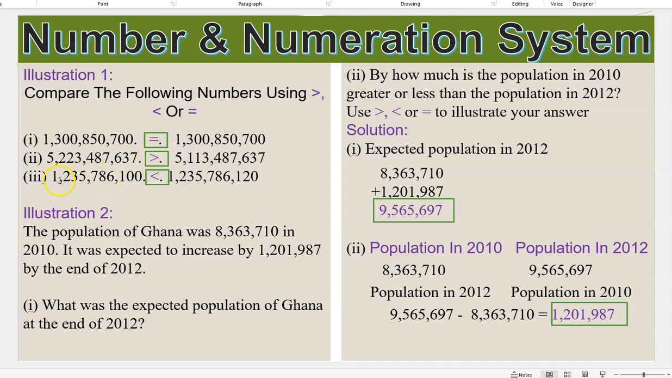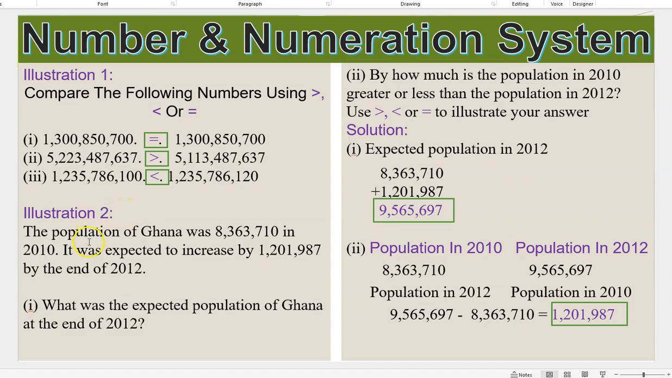And then thirdly, we have this figure and we have that figure. This is 1,235,786,100. You could see that this number is greater than the number on the left, and therefore the greater than symbol is positioned towards the bigger number, or the greater number. The symbol is biting the number which is greater.